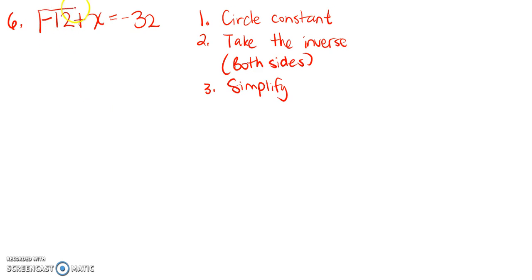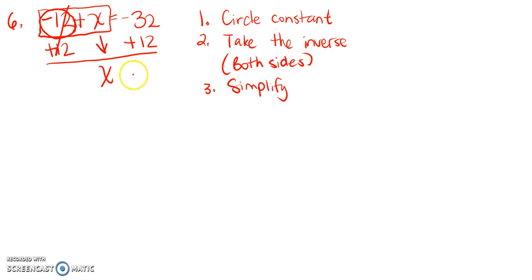All right, so again, I'm dealing with this side. Always start with the side where your variable is. I'm going to circle my constant, which is negative 12. Again, x is our variable. I'm going to take the inverse, so I'm going to add 12 to both sides. Now I can simplify. Cross that 12 out and bring down my x.